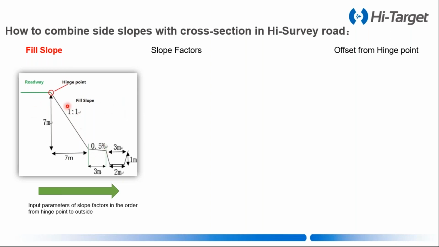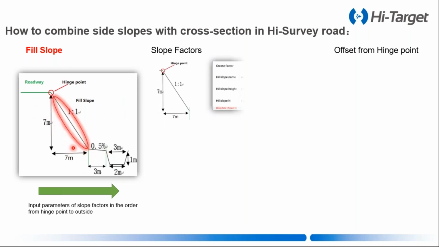Let's see. The first part is the slope here. And for this slope, what we need to input is the slope plane and slope height, then the gradient. For these parts, the format of this gradient is like 1 to n. Then we input the value of n. Here, this is 1 to 1, so this value should be 1.